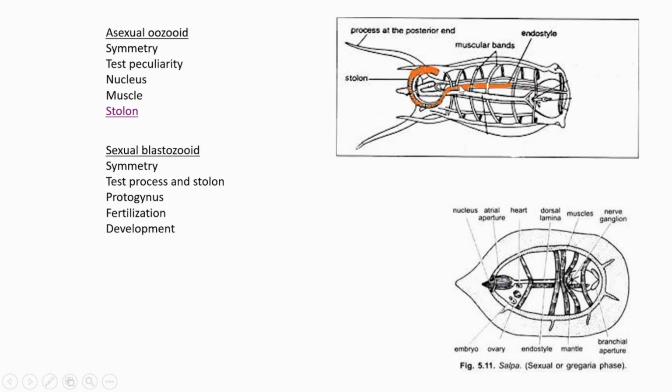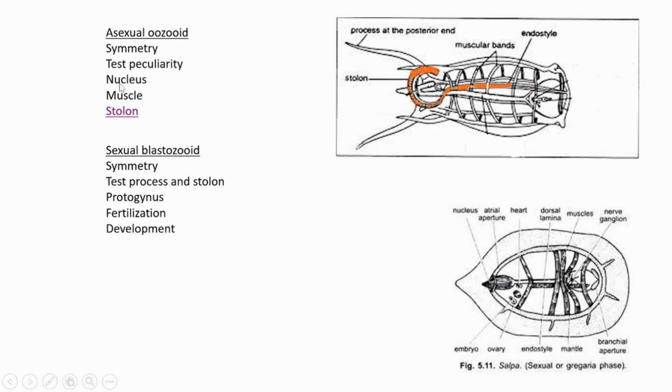Then it elongates and buds off. Buds off means it is detached from the body and gives rise to a chain of blastozooids. And each blastozooid later becomes a sexual gonozooid. Okay, that's about the asexual phase. Clear? Then I am moving to the sexual phase.